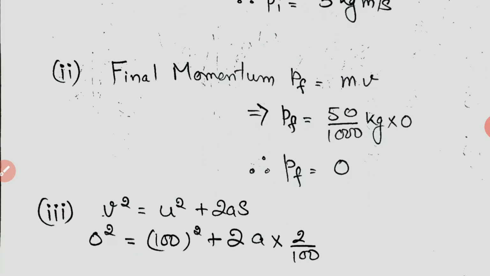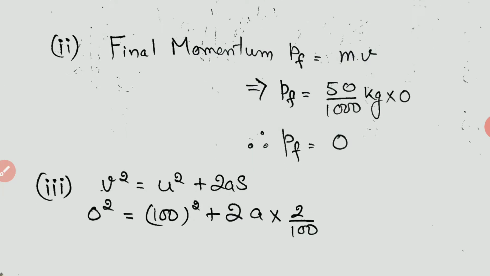Then we can go to the next question, number 2. You are supposed to calculate the final momentum. So final momentum Pf equals m into v, which is 50 upon 1000 kg multiplied by 0. Hence the final momentum is 0.